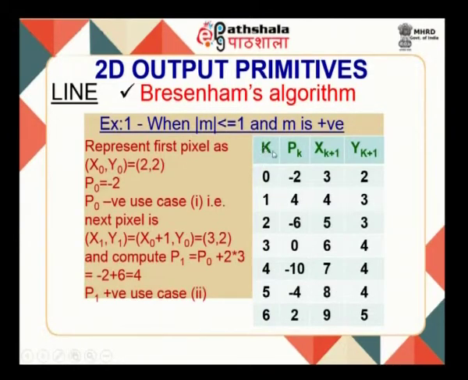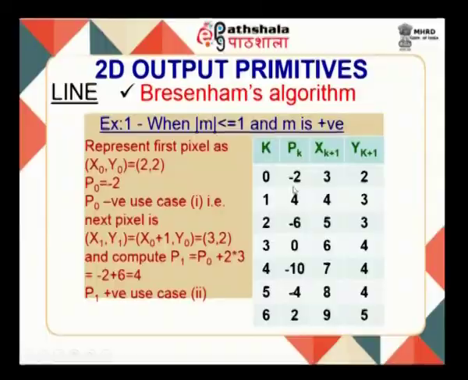You can take a table with the rows k. The table headings can be k, pk, xk plus 1 and yk plus 1, indicating the next x and the next y. So, k starts with 0. We have to compute the initial decision parameter P naught. P naught is negative, indicating that the lower pixel is closer to the theoretical position.